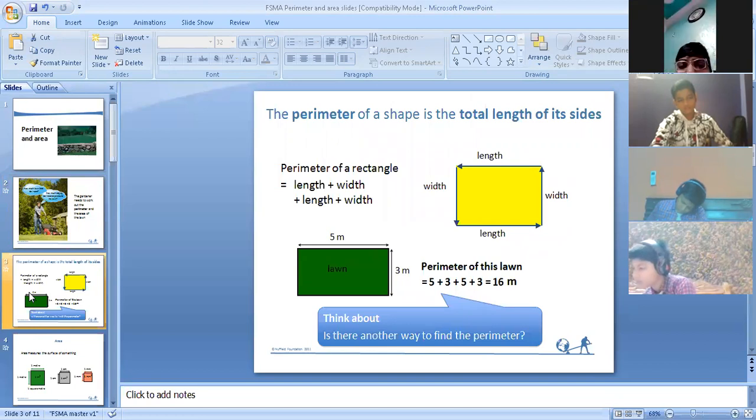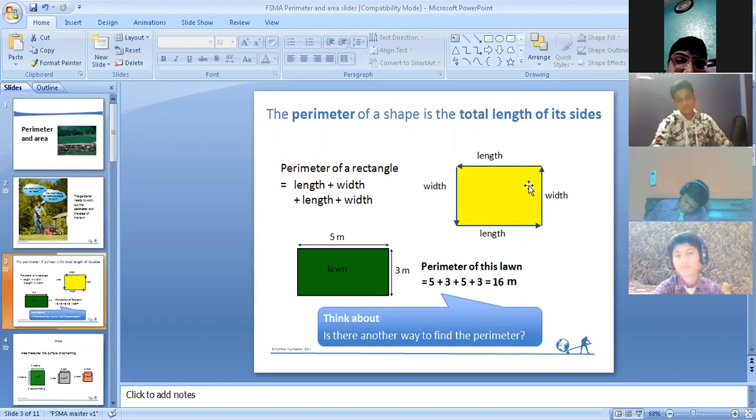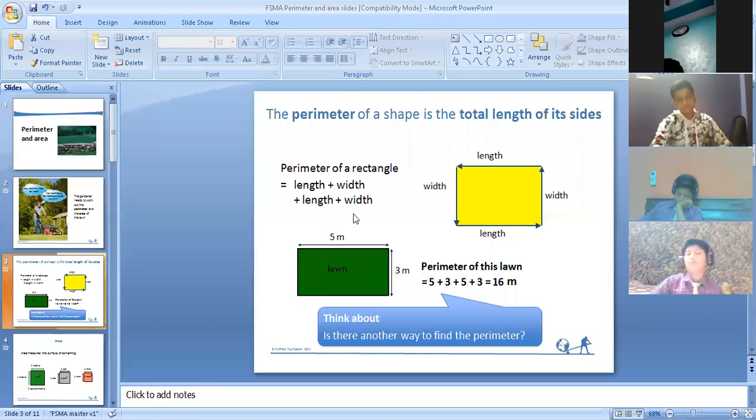The perimeter means the total length of its sides. Whether it is a rectangle or a lawn or anything, we have to find out the total length of its sides. That means perimeter. Here, if you talk about a rectangle, then there are two lengths and two widths or breadths of a rectangle. So you have to add all these. That's why the formula becomes length plus width plus length plus width, which means 2 times length plus breadth.